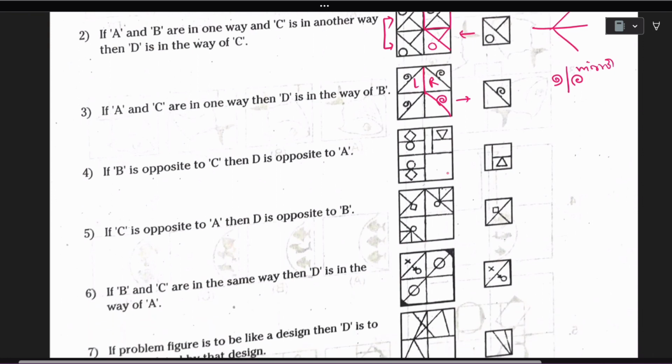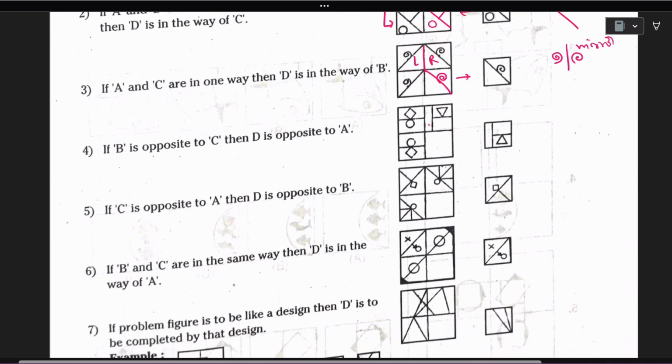And the next model is, here no picture is the same, but this top one is the mirror figure of the bottom one, right?